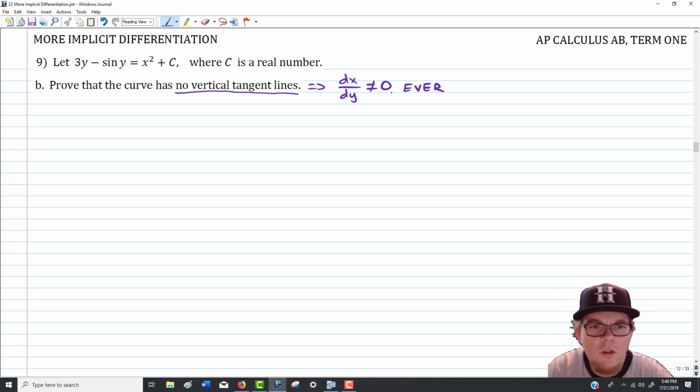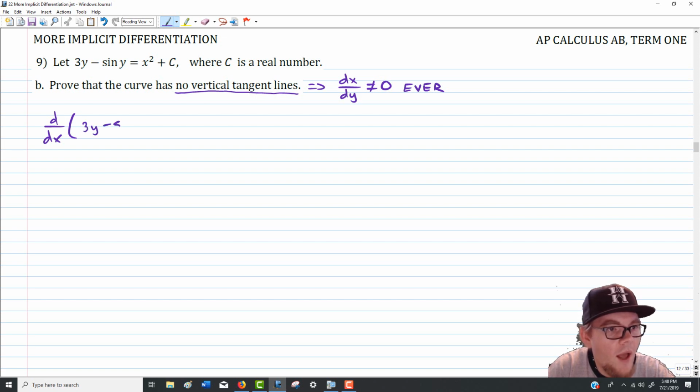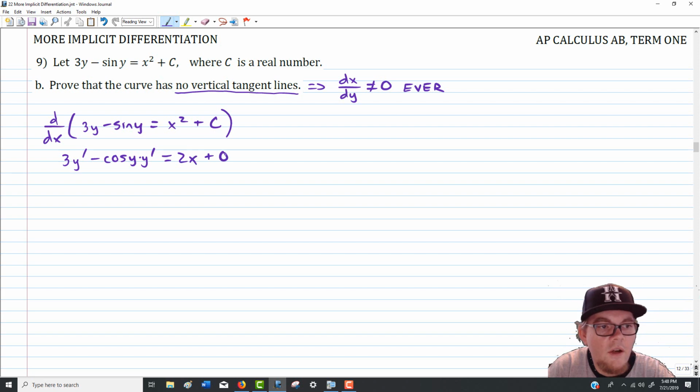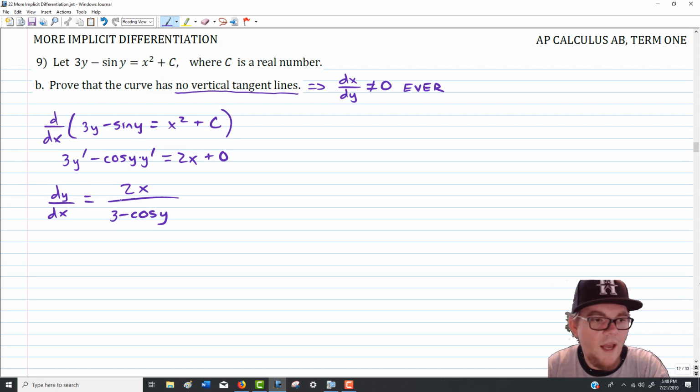So in order to get there, we need to figure out what dy/dx is equal to first. I'm going to start by quickly taking the derivative with respect to x. I have 3y minus sine y is equal to x squared plus c, with c just being a number. When we take this derivative, we get 3y prime, minus cosine of y times y prime, and 2x plus 0. Solving this all out, you're going to get 2x over 3 minus cosine of y. So there is our first derivative, dy/dx.